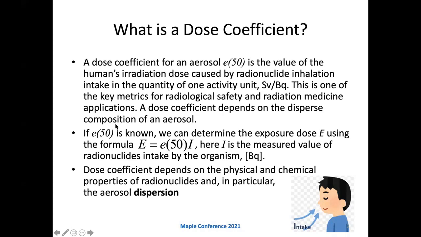A dose coefficient depends on the dispersed composition of an aerosol. If this coefficient is known, we can determine the exposure dose E using the formula E equals E50 times I. Here, I is the measured value of radionuclides intake by the organism, measured in becquerel. Dose coefficient depends on different physical and chemical properties of radionuclides, and in particular, on the aerosol dispersion.